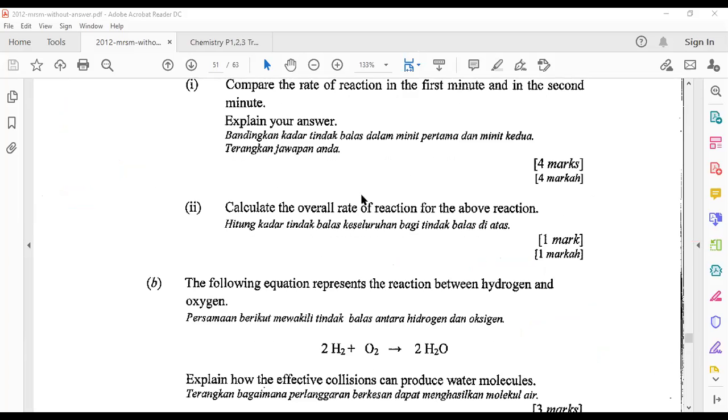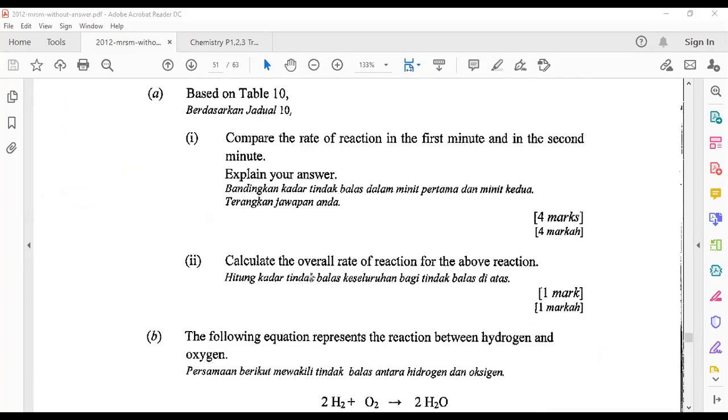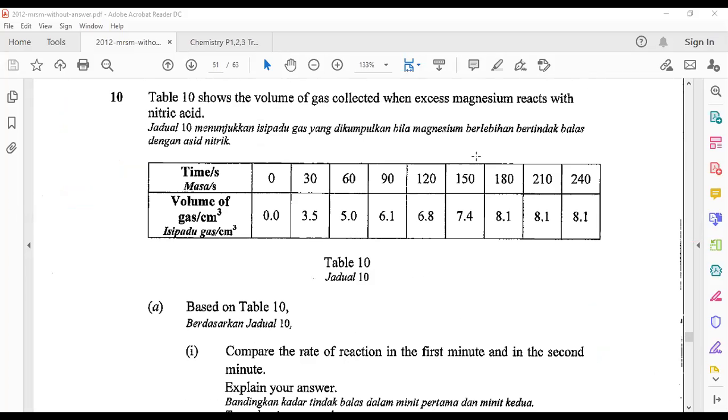We are now at part 2. Calculate the overall rate of reaction. Now, what's the difference between the one at part 1 and the one at part 2? When we are talking about the overall rate of reaction, look at the table, look for the maximum volume of gas, which is 8.1. Can you see? You have 8.1 here because they recorded until 240 seconds. But when did the 8.1 start to be collected? It is at 180 seconds.